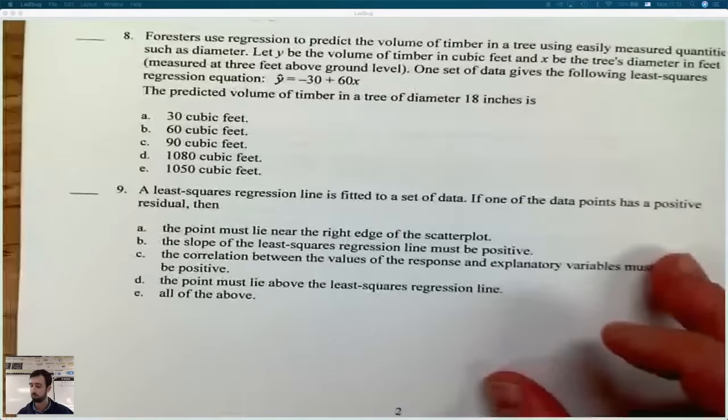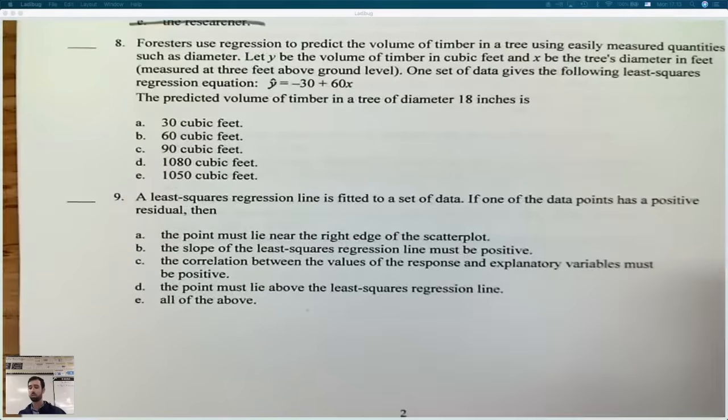Number 8. Foresters use a regression line to predict the volume of timber in a tree using easily measured quantities such as diameter. Let Y be the volume of timber in cubic feet and X be the tree's diameter in feet. One set of data gives the following least squares regression line. Predict the volume of timber in a tree with a diameter of 18 inches.